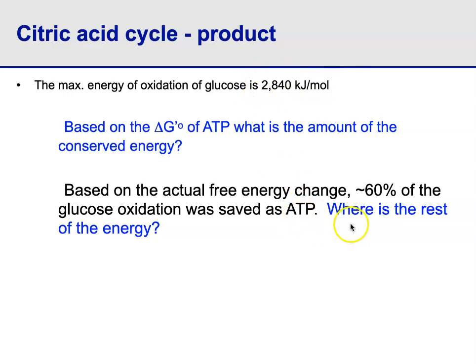A good question would be, then where's the rest? Well, it's heat. The energy that was not invested in ATP was lost as heat. Part of it was also invested in binding energy, and most likely dissipated as heat. So only about 40% of the glucose energy is converted into ATP. The rest of it is lost as heat.